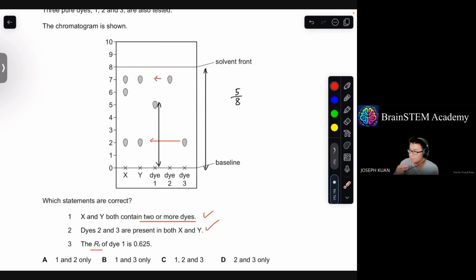Okay, although you can apply the formula, which is taking the spot distance over the distance between the baseline and the solvent front. Otherwise if you prefer to look at it as a fraction form, that is okay as well. So it is 5 out of 8 units. Right, so with that said, it's actually 0.625. So 3 is indeed correct. So the answer is 1, 2, and 3, C.